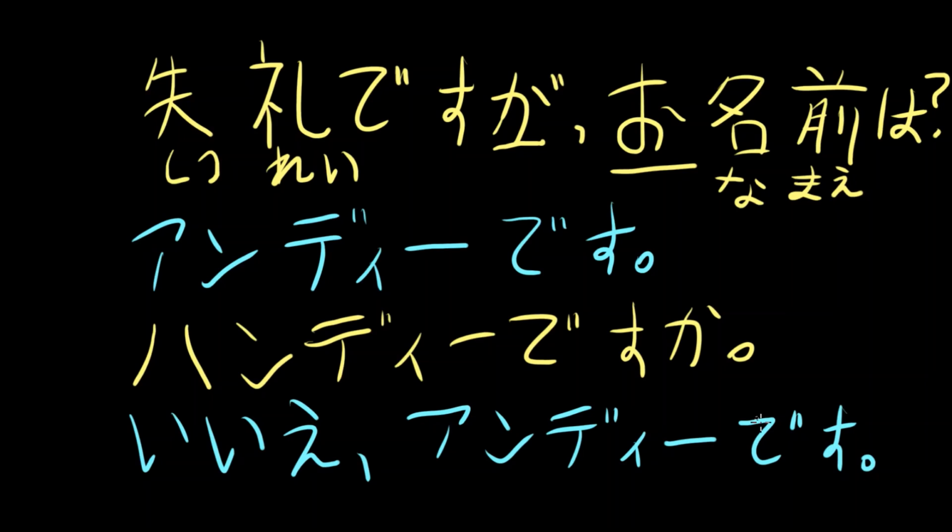Shitsurei desu ka? Onamae wa Andy desu. Handy desu ka? Iie, Andy desu. So, excuse me, could I have your name? It's Andy. Handy? Is it handy? No, Andy. Okay, so it can happen, especially with foreign names, because Japanese people might not necessarily be familiar with many names. Andy may be no problem, but this did happen to me actually. Somebody called me Handy, which maybe I am a bit handy.